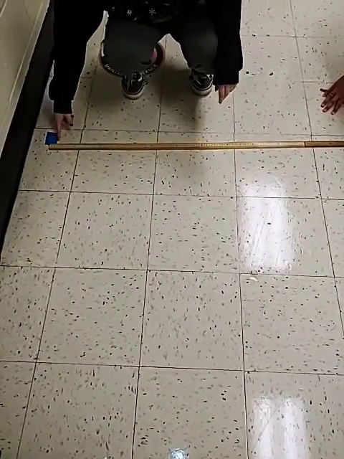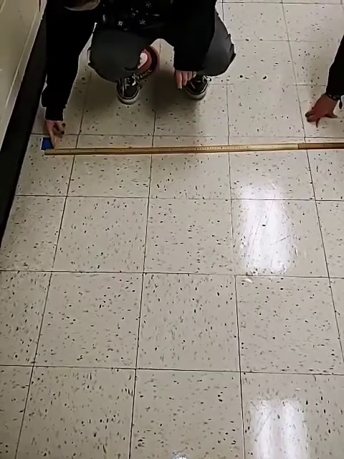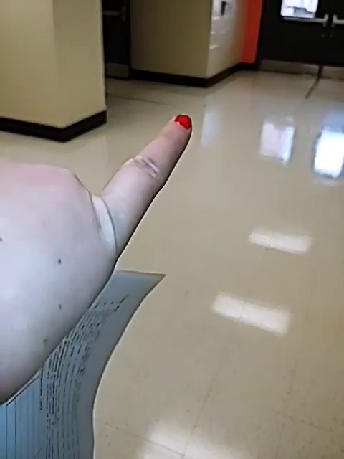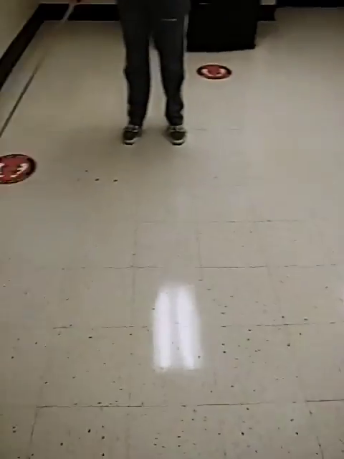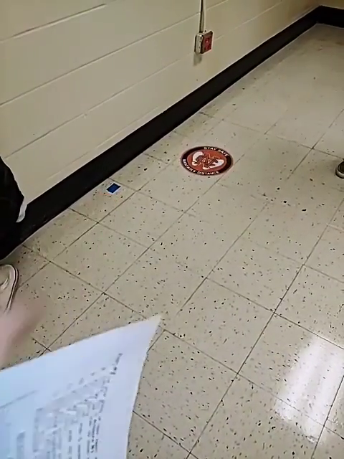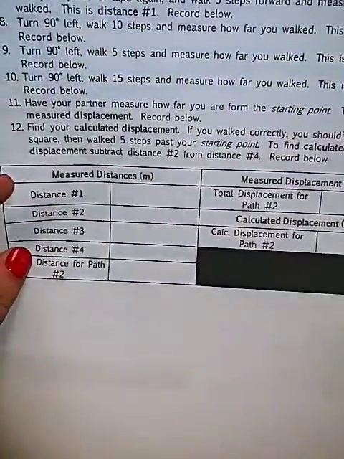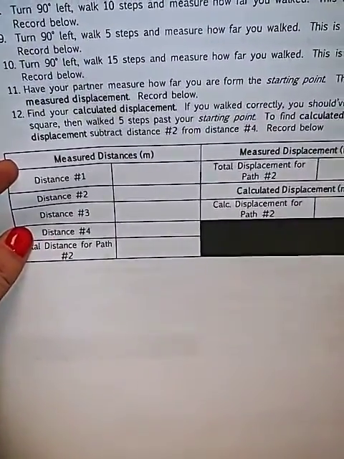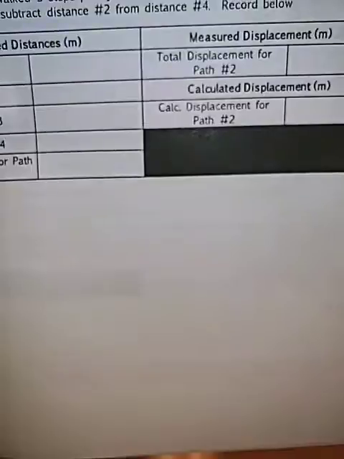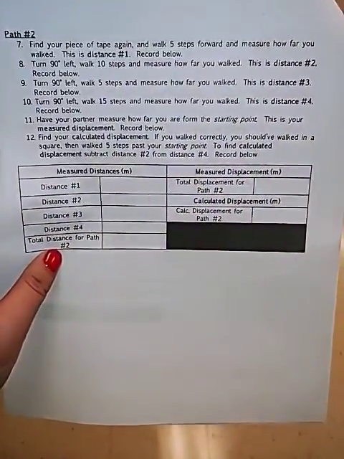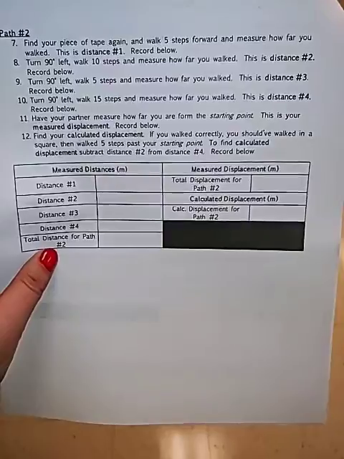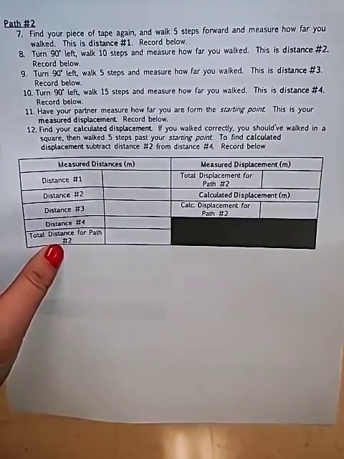Distance number 4, from this sticker all the way down to this blue sticker, was 6 full meter sticks and 94 centimeters. This would be recorded as 6.97 meters. Number 11, have your partner measure how far you are from the starting point. This is your measured displacement.